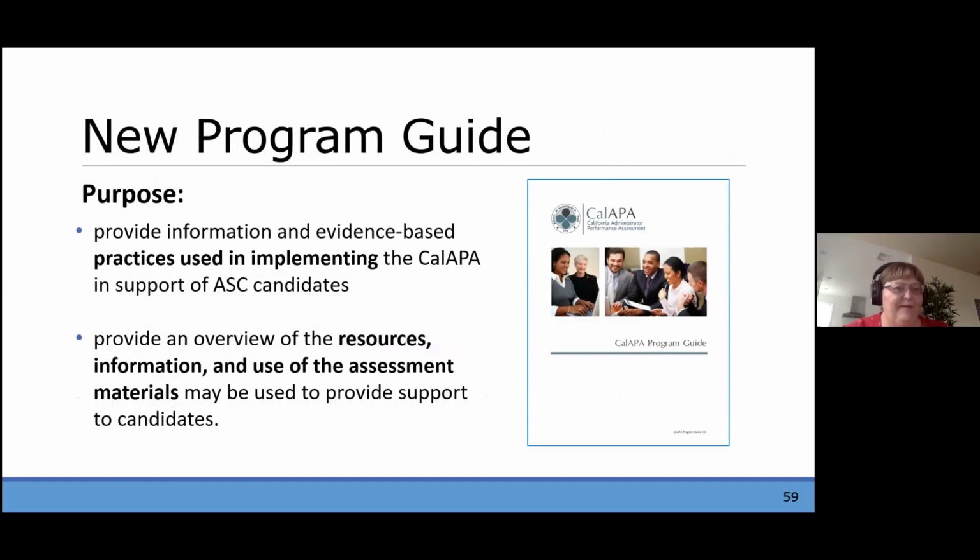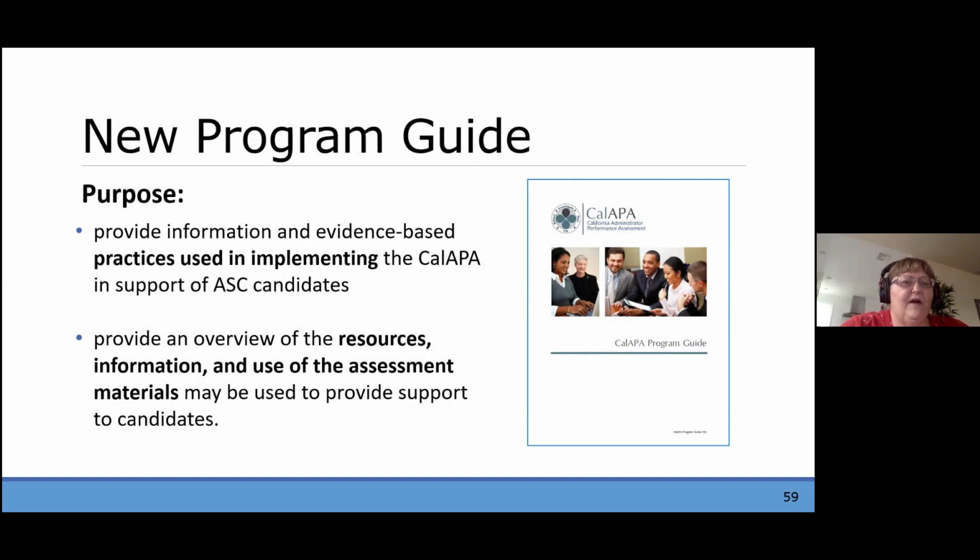We're very happy to tell you that we have a new program support called the Program Guide. Different than the assessment guide. The assessment guide is very much related to how to prepare and submit a cycle submission. The program guide is a little bit about anything and everything. It provides information. It has evidence-based practices. It really talks about implementing the CalAPA and supporting the candidates that come through your program.